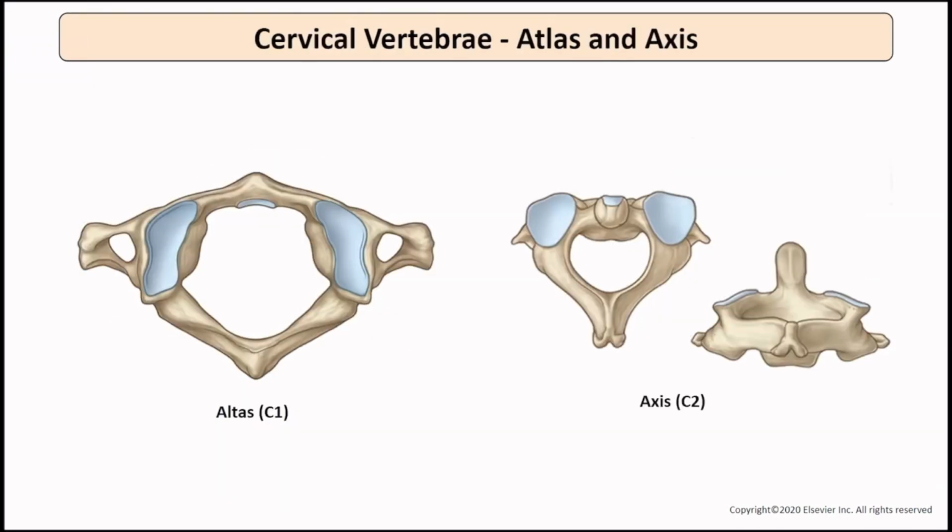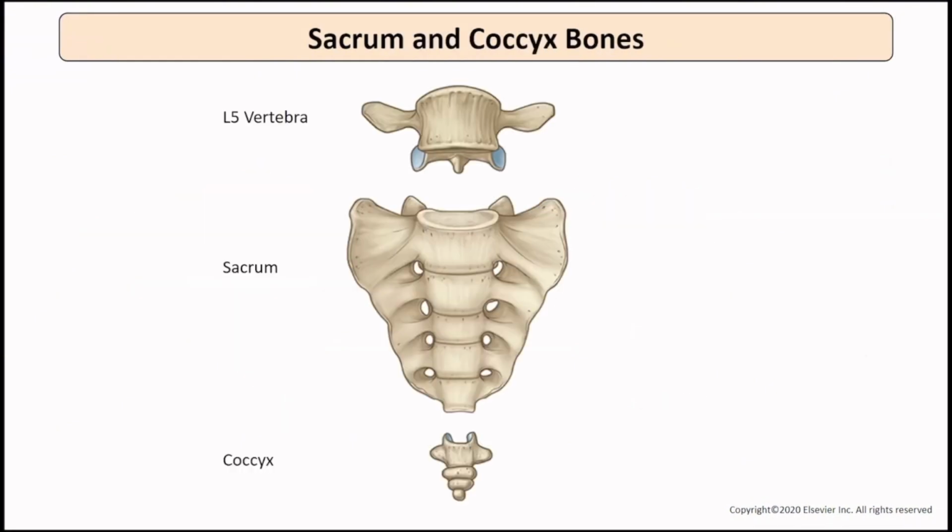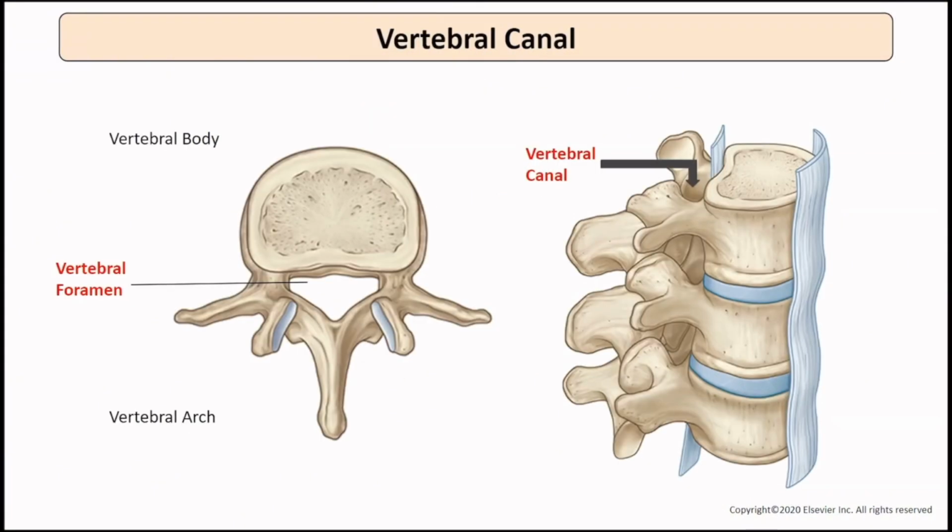The upper 2 cervical vertebrae, called the atlas and axis, are highly specialized vertebrae that have an atypical structure. And finally, the sacrum and coccyx bones are both triangular-shaped bones located at the inferior end of the vertebral column. When the vertebrae are articulated together, the vertebral foramen of each successive vertebra forms a continuous bony tunnel running along the length of the vertebral column called the vertebral canal. The vertebral canal contains the spinal cord, the cauda equina, and the spinal meninges.